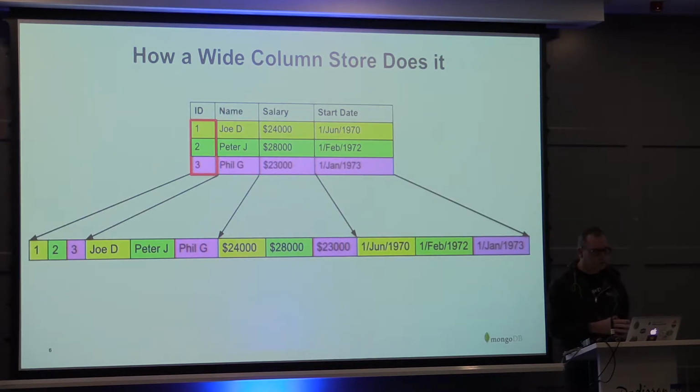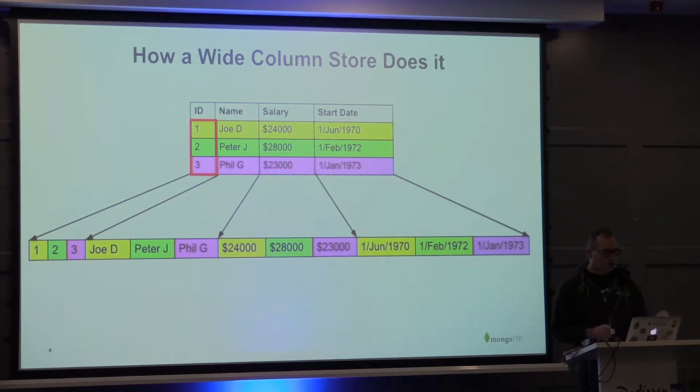Wide column stores do something slightly different, and the kind of wide column store you'd probably most be familiar with is Cassandra. Wide column stores store the data in column order. And why do they do this? Well, because often I want to do something with a single column. For analytical processing, I might just want to know what the total salaries are for the company. So I want to read just the salary column. Or I want to analyze the start dates and find out which people started on or after a particular date.